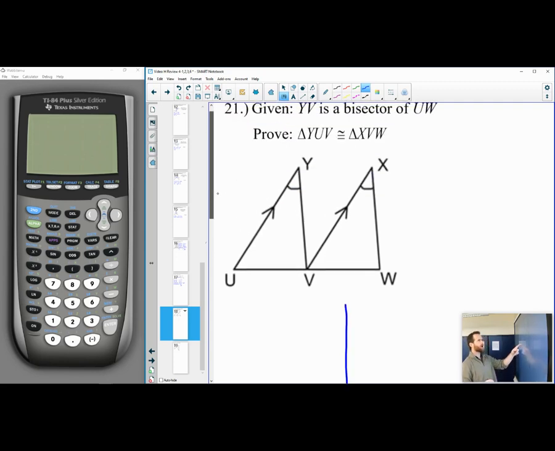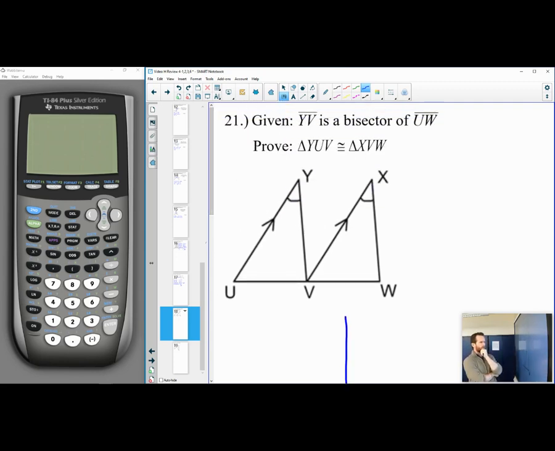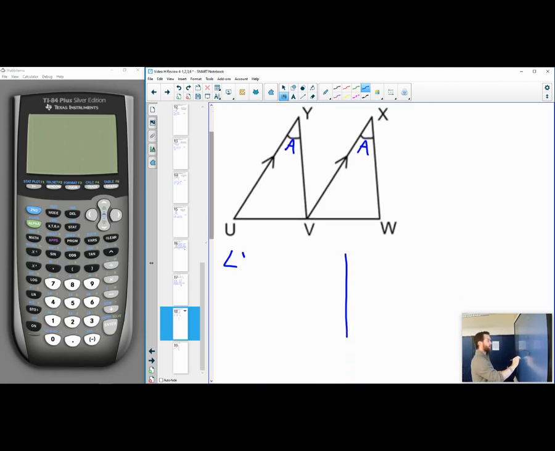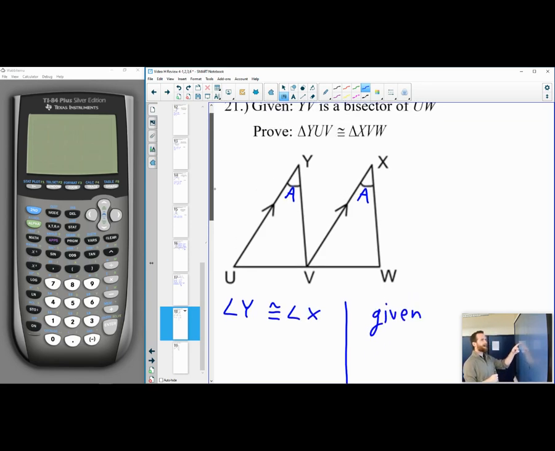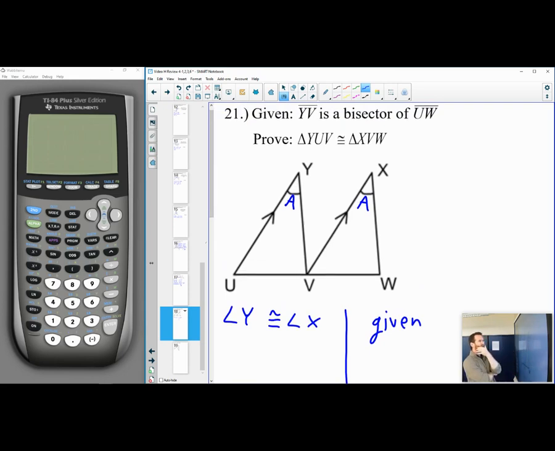So let's just start with what we see. There's our column for the 2-column proof. What markings do we see here? Well, I see an angle marking on angle Y and a matching angle marking on angle X. So that's given to us. So we'll say angle Y is congruent to angle X because it's given. Favorite reason in the world. And those are the only congruence markings they're giving us.